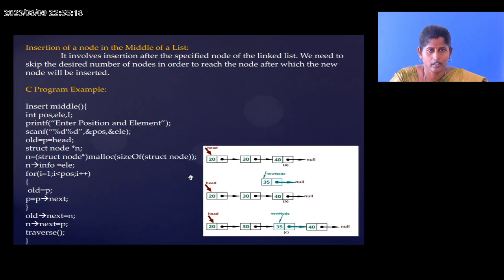The second one is the insertion of the node in the middle of the list. In the first one, we inserted the element at the beginning of the list, and now we are going to insert the element in the middle of the list. So we need to create the node, and of course we need to get the element which is to be stored in that node, and the position at which to insert the new node in the middle of the list. So we create the node and get the position.